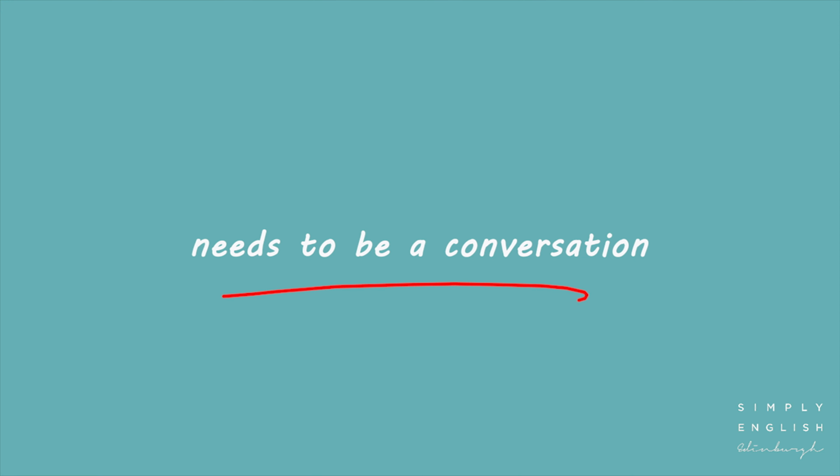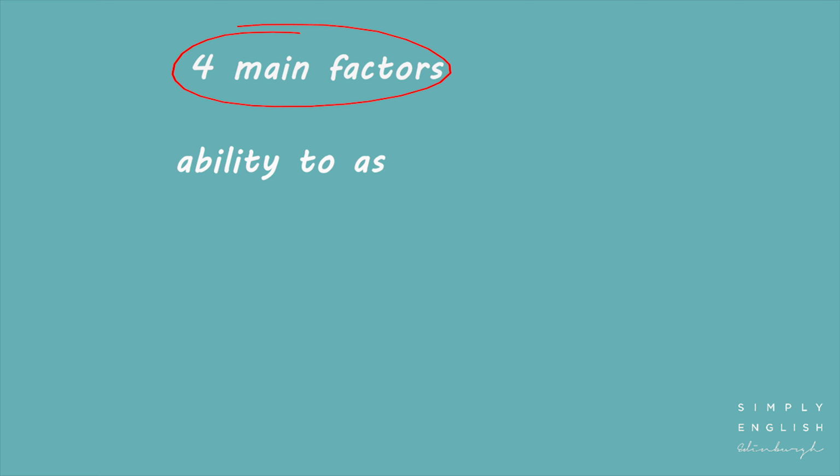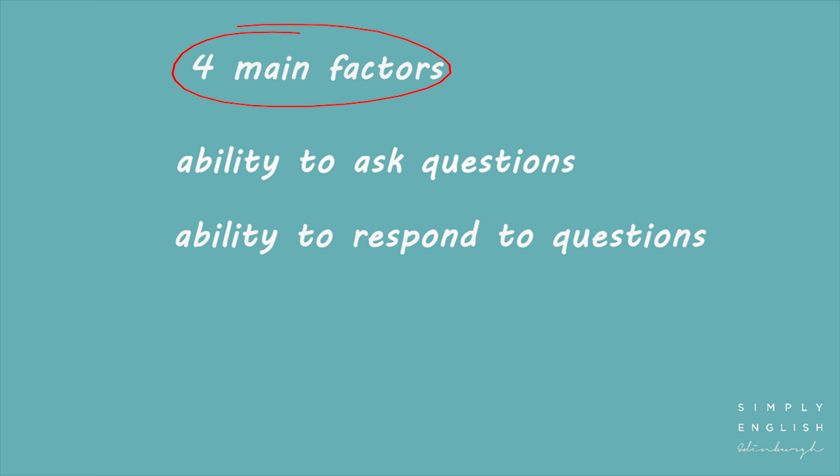It needs to be a conversation. There are 4 main things that the examiners will be looking out for in this interactive piece: your ability to ask questions to your partner, how well you respond to the questions you were asked, how well you can maintain the conversation, so keep the flow going, and eventually you will also be expected to reach some sort of conclusion, to make a decision with your partner.